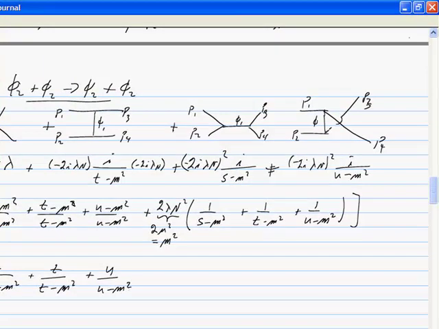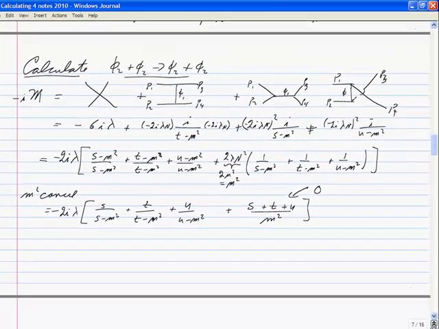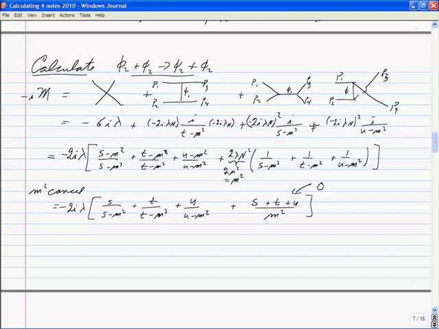Okay? But I'm not done. Okay? Now I'm going to write 0 in a fancy way. My fancy way of writing 0 is s plus t plus u over m squared. Okay? S plus t plus u is 0. So doing that.